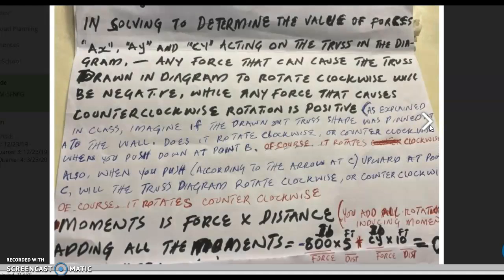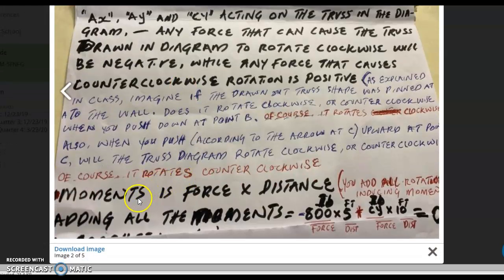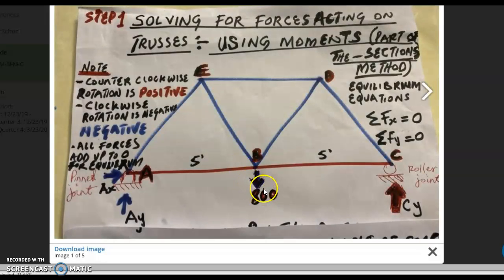So making your calculations here, I already explained everything that's written here. When you're making your calculations, moment is force times distance. So you add all the rotational forces using the positive and negative sign, depending on whether it creates clockwise torque, which is rotation, or anti-clockwise rotation. Adding all that, what you're going to have will be 800 times the distance from the fixed point. So 800 times 5 gives you 4,000.